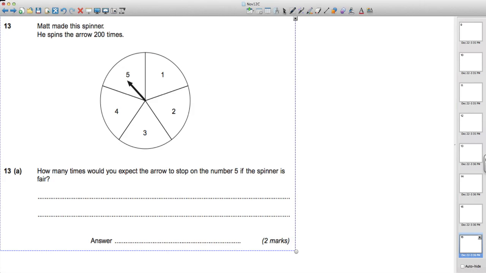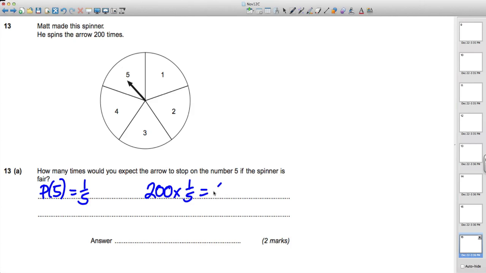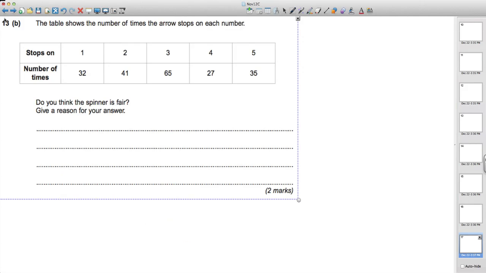Next question. Matt made a spinner. He spun it 200 times. How many times would you expect it to show number 5? Well, the probability of getting 5, if it's fair, is 1 out of 5, a fifth. So therefore you would expect 200 multiplied by a fifth, which is 40. In an ideal world, you'd expect 40 times.